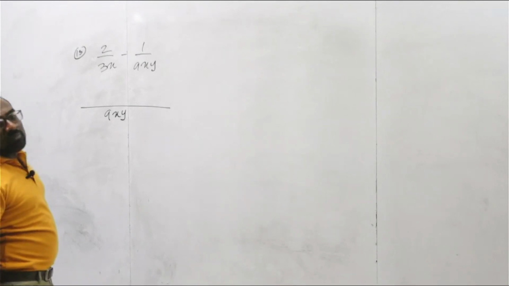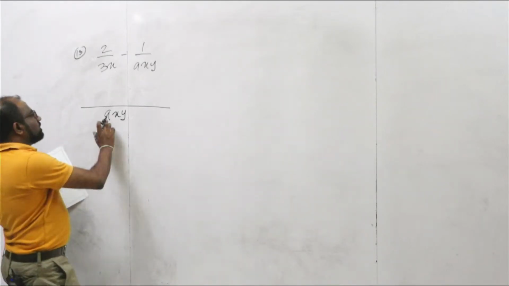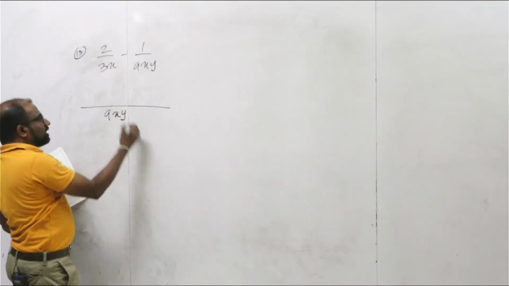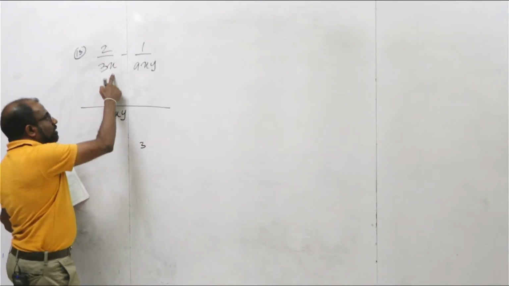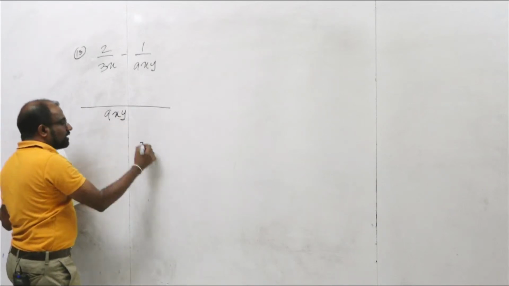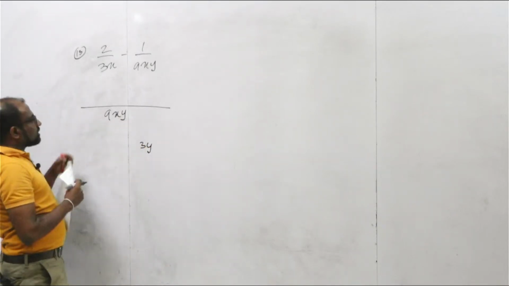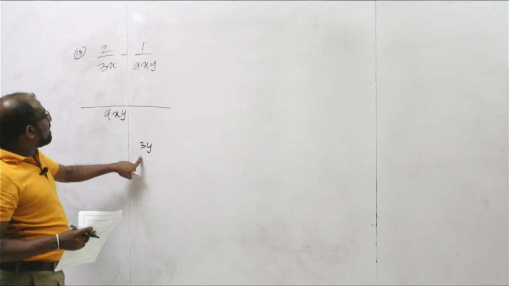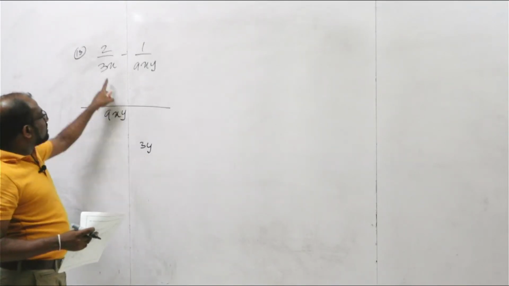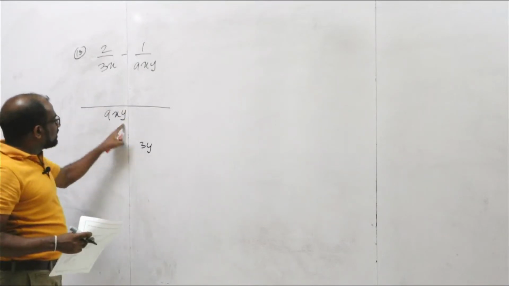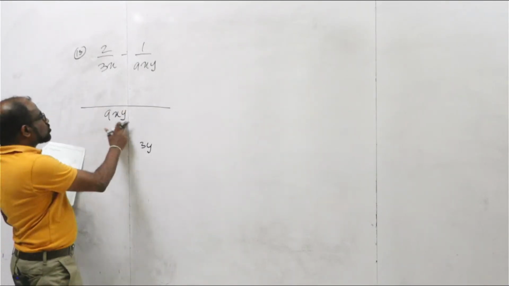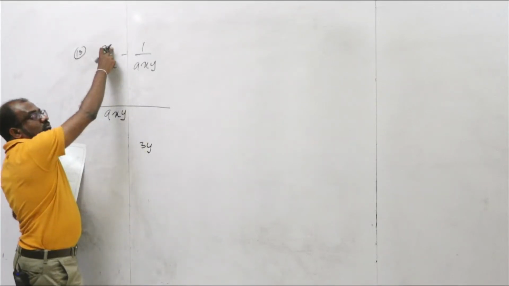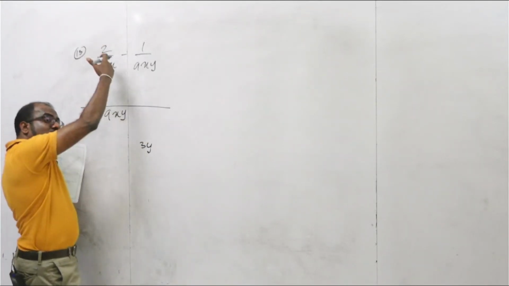Second step, divide by denominator, multiply by numerator. 9xy divided by 3x: 9 divided by 3 is 3, x divided by x gets cancelled, y remains. So the answer is 3y. Then 3y into 2.